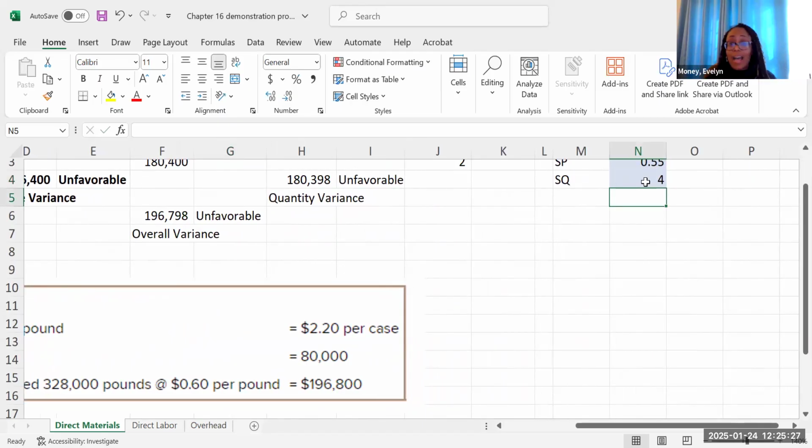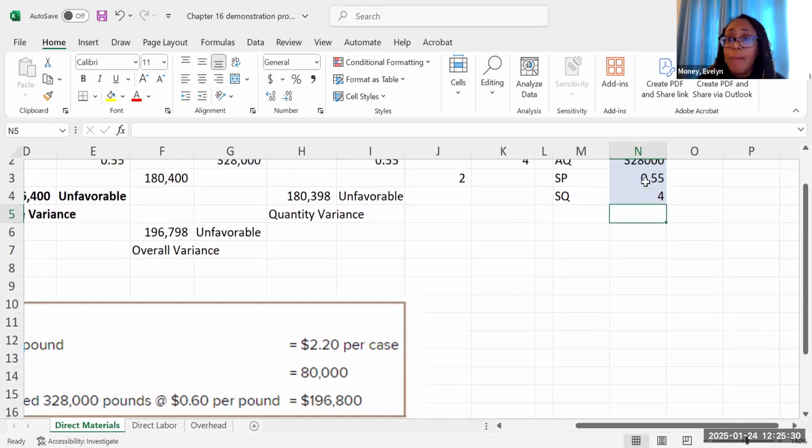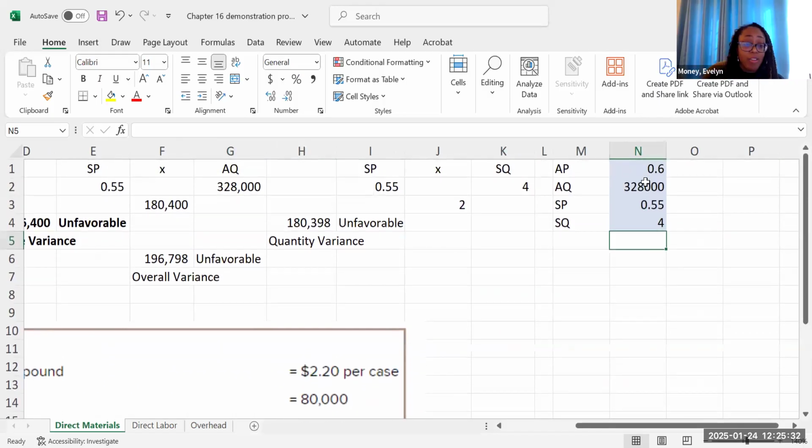So now it's time to stop and do a common sense check. Because here's the deal. The standards are my budgeted amounts. The actual is what really happened. I would expect to compare apples with apples and oranges with oranges. In other words, these numbers should be pretty close. So for actual price compared to standard price, I wanted to pay 55 cents and I ended up paying 60 cents. Okay, I paid 5 cents more.